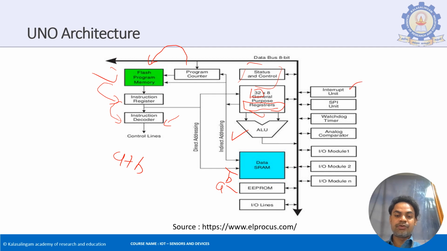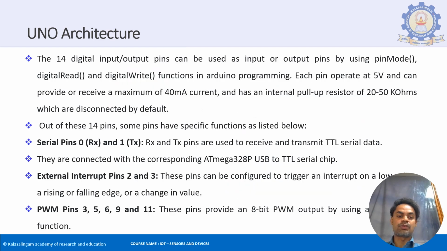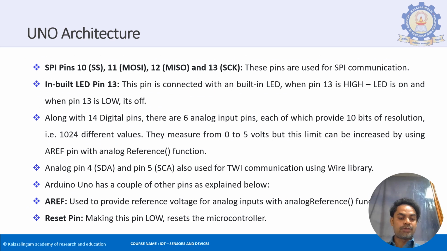And you have that interrupt unit, SPI unit, which I spoke about earlier, the timer and the analog comparator to do the specific operations depending on the timing. And these IO modules are the ones which are used to connect the sensor and the particular actuator, that is the output device, to your particular controller. Next, the UNO architecture, already we saw them. They have all these pins available here. So these are the reference data for that.